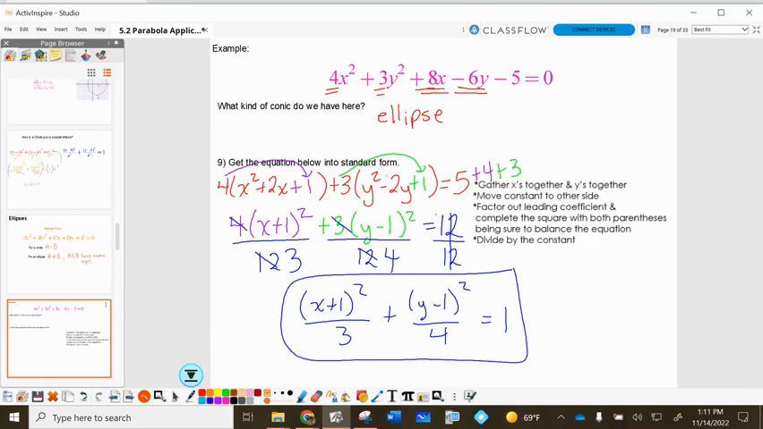So we completed the square for the x's, completed the square for the y's, balanced the equations, and then divided through by the constant so that we could get it equal to 1. Okay, so kind of fun getting to use those algebra skills.